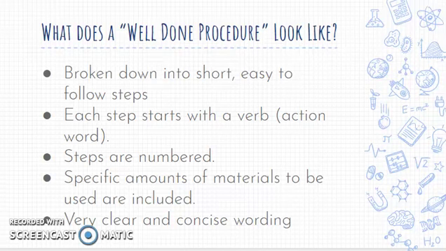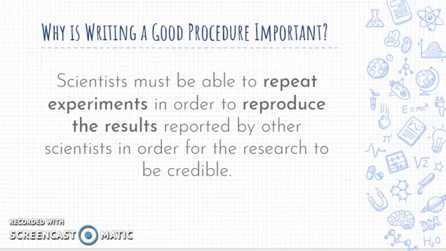And then finally, you want it to be clear and concise wording. You want anyone to be able to read it and to be able to read it without it being too lengthy in order to complete. Writing a really good procedure is super important because scientists need to be able to repeat your experiment in order to reproduce the same results. If an experiment can be repeated and reproduced by other scientists, it allows the research to be credible. It gives validity to the research.